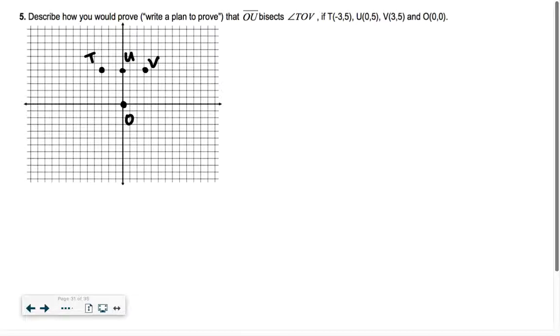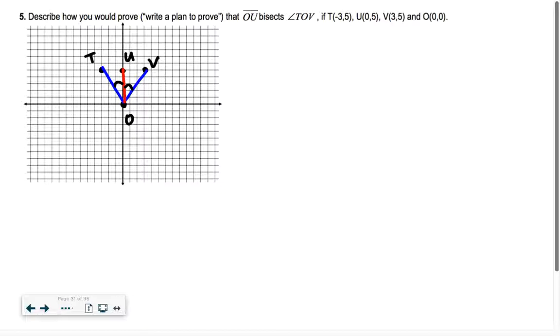So if we want to prove that this angle, TOV, has been bisected by this segment, okay, so what that means is we're trying to prove that our angles down on the bottom, these 2 angles, are the same. Which is kind of hard. How do you find the angle, without using a protractor or something? How can we do that?